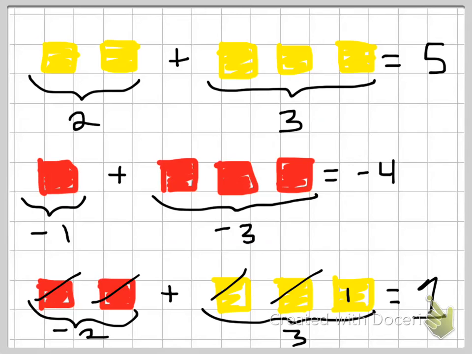If you've noticed, I've marked out some of them because those are 0 pairs. If you have -1 plus a +1, you get a 0, so it goes away. Whenever you do that, it's like they cancel out each other and you're left with 1 positive.